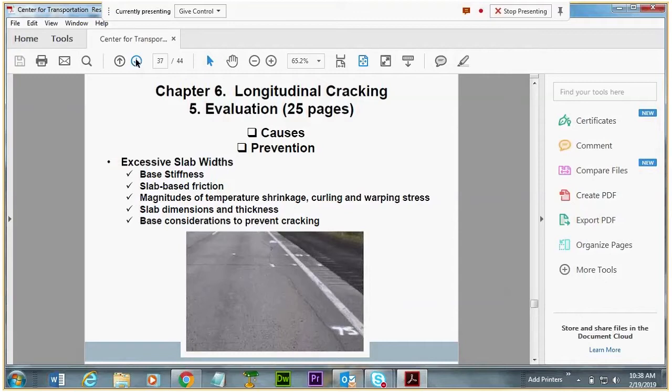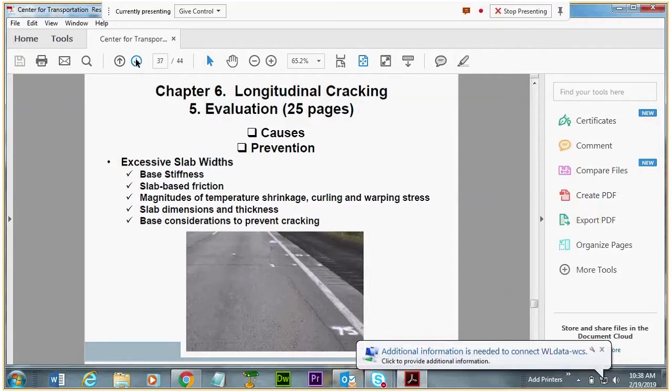Item number 5 in this chapter is the majority of the work. It consists of 25 pages out of 37, and it talks about the causes, and then right after the causes, it talks about the prevention. And it goes through, in this particular one, 4 or 5 major items. The first one would be excessive slab widths.